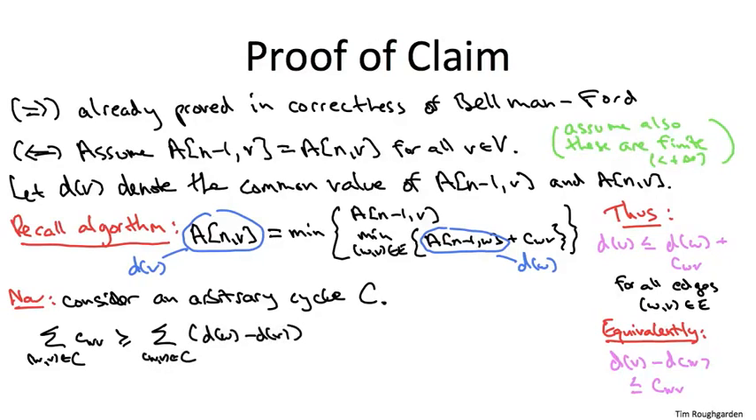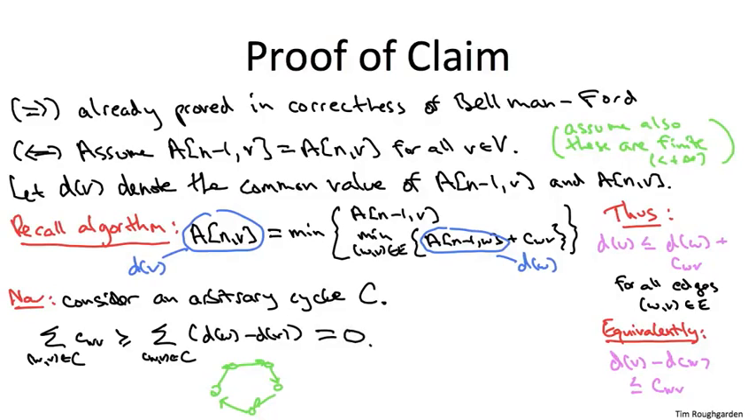Notice that for a given arc (w,v) on the cycle, the tail of this arc w, its d value appears with a coefficient of +1, and the d value of the head of this arc v appears with a coefficient of -1. But cycles, of course, have the very special property that every vertex of the cycle appears exactly once as the tail of some arc and exactly once as the head of some arc. So each d value of a vertex on the cycle is going to appear once with +1 coefficient, once with -1 coefficient. So we get massive cancellation, and we're left with just 0.